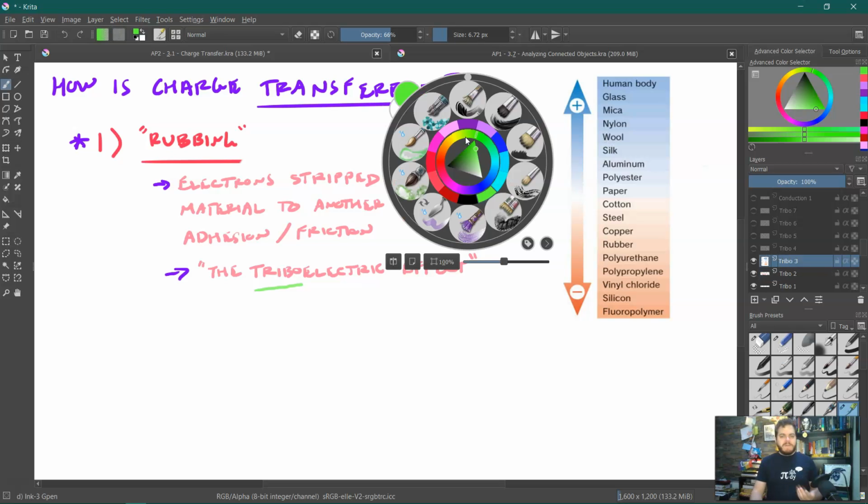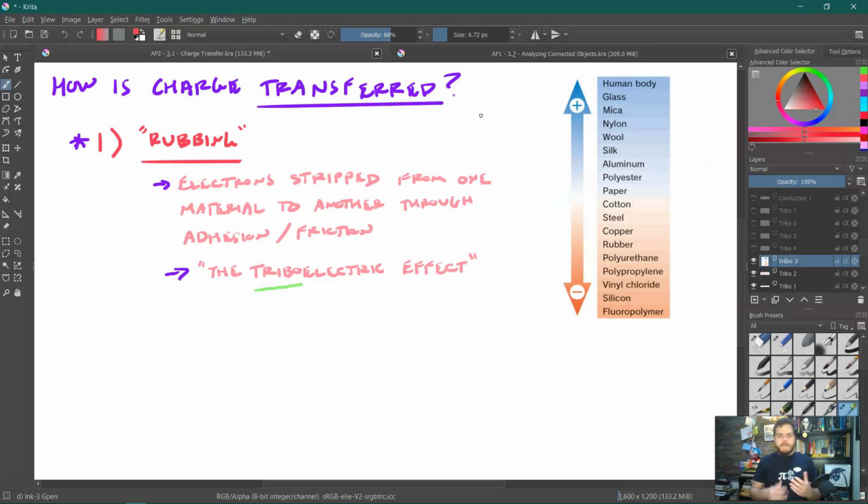Now, what determines whether or not a specific material is going to attract electrons or want to get rid of electrons? Well, there is something called a triboelectric series. Frankly, it's not fully understood why materials behave in quite this way, but up at the top here are materials that want to get rid of electrons, and down at the bottom we have materials that want electrons. They're going to be more likely to attract electrons.